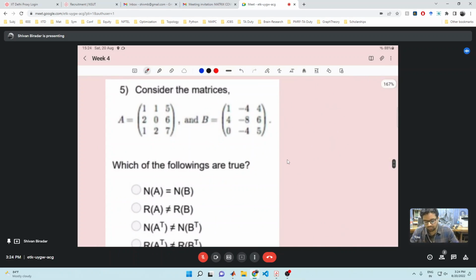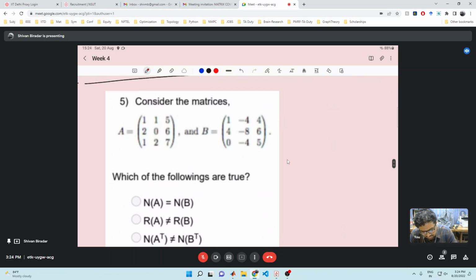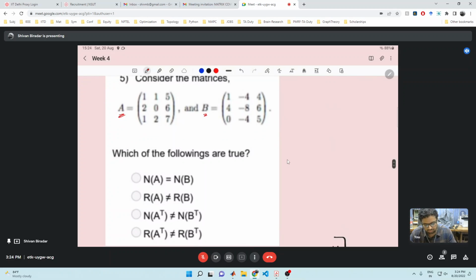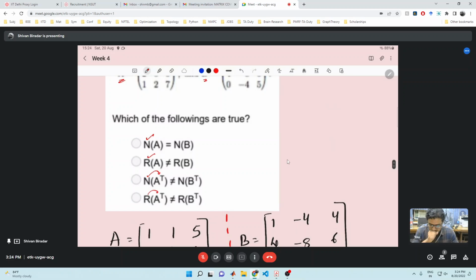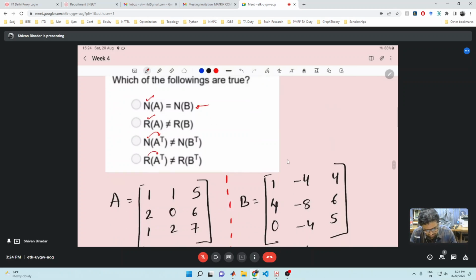So let us move on to the fifth question. Consider two matrices A and B, and we have to see which of the following are true. Again, these are very simple questions. You have to calculate the null space, range space, and then the null space of A transpose, range space of A transpose. We will look into this part at present.